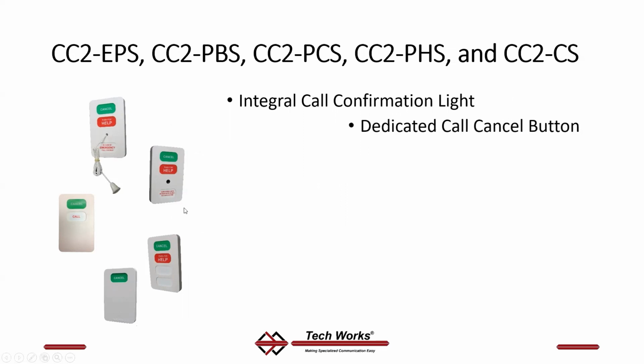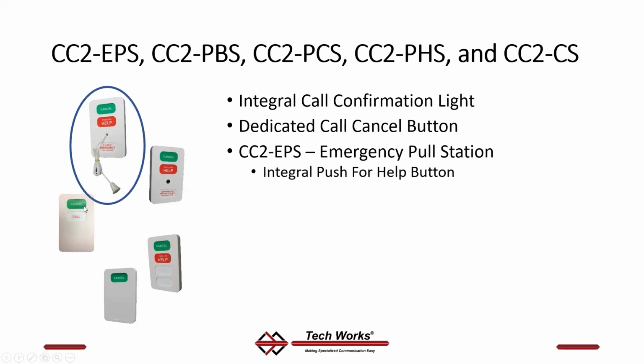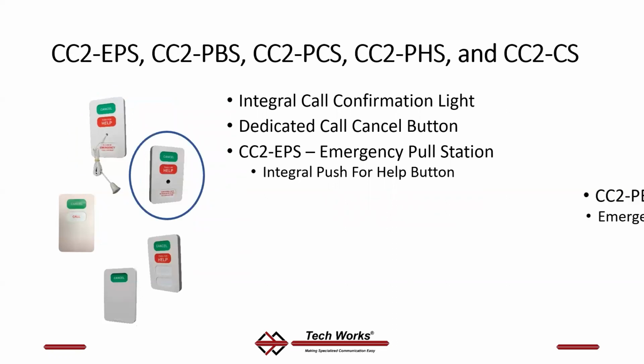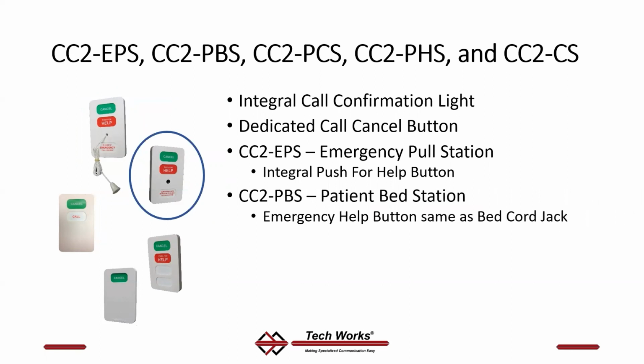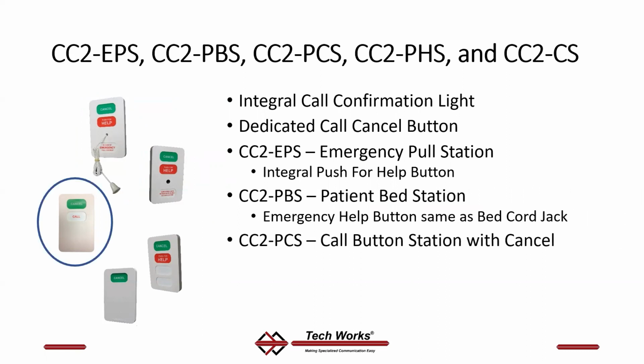The pull stations and other passive stations all have an integral call confirmation light behind the cancel button. There's a dedicated cancel button on every station, so you have to physically push one button to call and another to cancel. The EPS has an integral push button, which is in parallel with the pull string. So it's a push or pull to call. The bed station is the same. So that call button, that help button on that patient station is in parallel with that jack. So it can be either a bed station with a call cord, or you can hit the one on the wall, places the same call. It's not two levels of call.